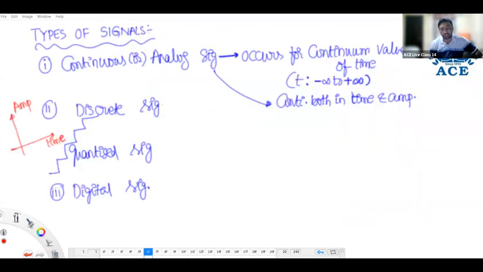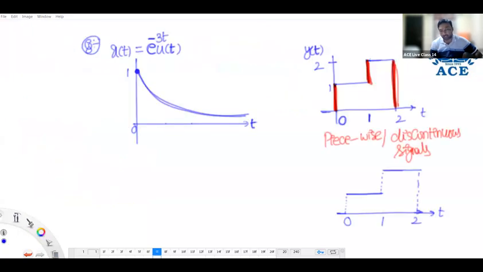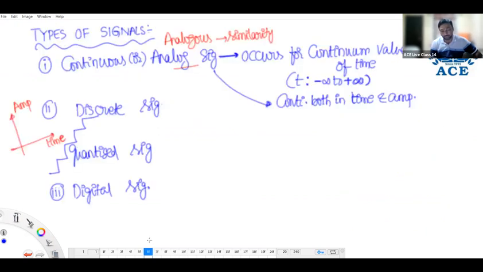Why is a continuous signal also called analog? The actual word is analogous. Analogous means similarity. In short, we say analog. Why is the continuous signal also called an analog signal? Because the x-axis and y-axis have the same property. Amplitude is continuous, time is continuous. Both variables are continuous variables. Because they look similar, a continuous signal is also called an analog signal. Analog means similarity.